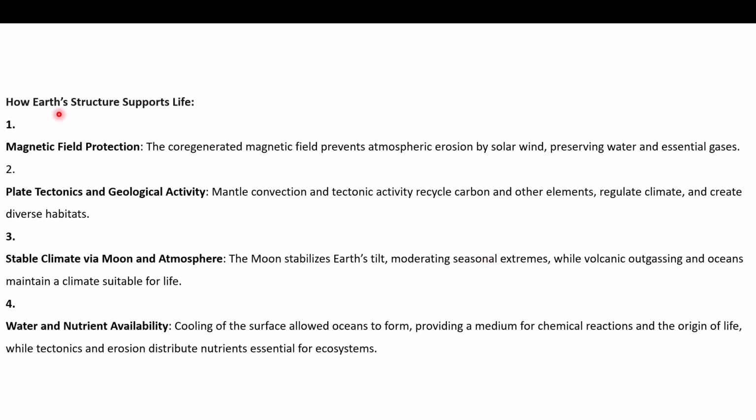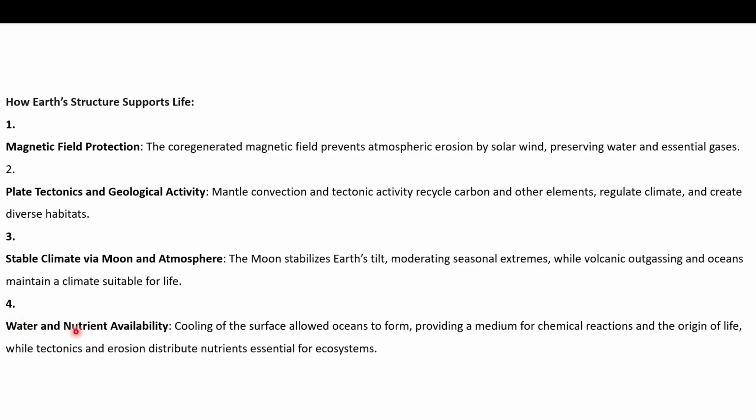So, how exactly does Earth's structure support life? First, magnetic field protection. The core generates a magnetic field that prevents atmospheric erosion by solar wind, preserving water and essential gases. Then the movement of plates and geological activity, like mantle convection and tectonic activity, recycle carbon and other elements, regulate climate and create diverse habitats. Then we have a stable climate via the moon and atmospheric conditions. The moon stabilizes the Earth's tilt, moderating seasonal extremes, whereas volcanic outgassing and oceans maintain a climate suitable for life.